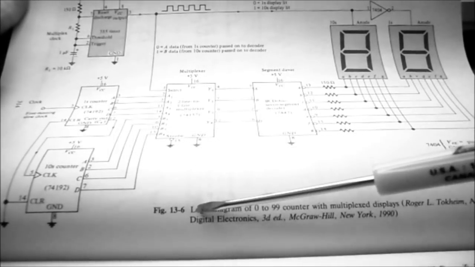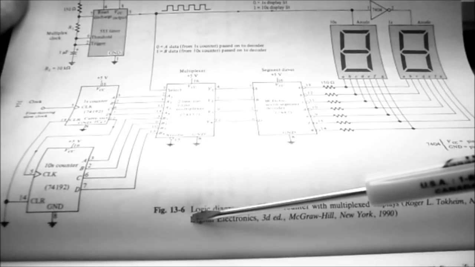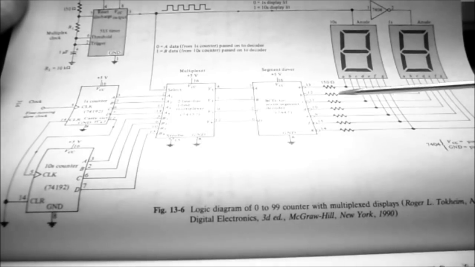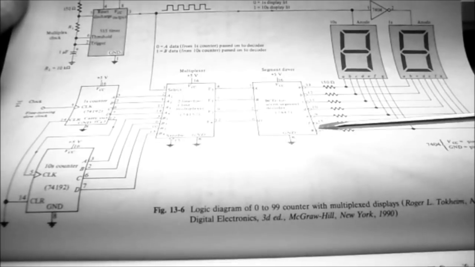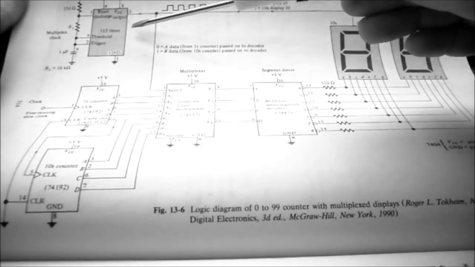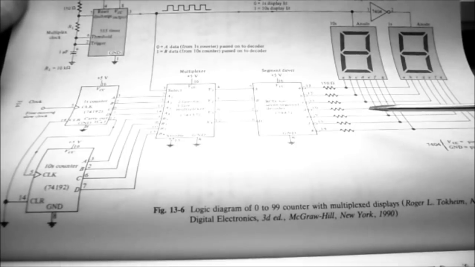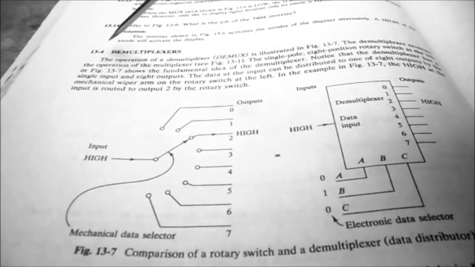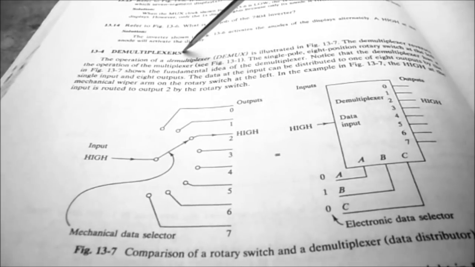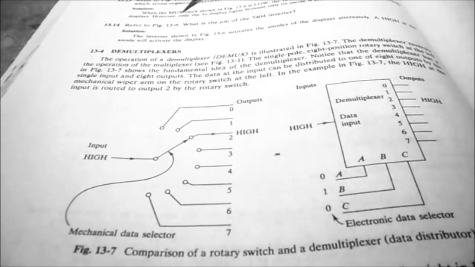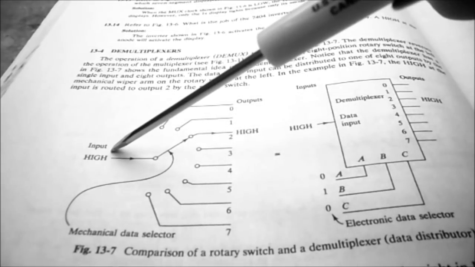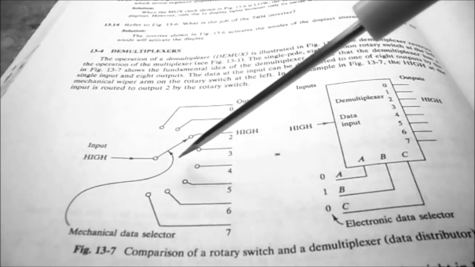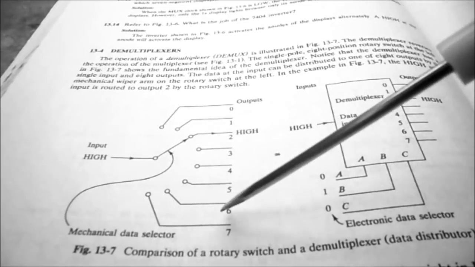So when you flip the page and look at figure 13-6, this is the circuit that we're going to be building today. Instead of using a 555 timer, we're going to use the Schmitt inverter as a clock signal. Section 13-4 talks about demultiplexers. So we saw what a multiplexer was. Now we have to take our input and demultiplex it out to our output lines.